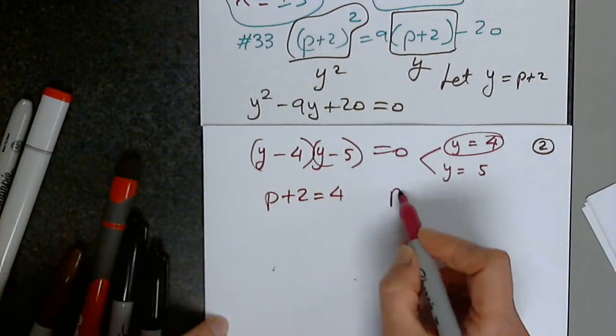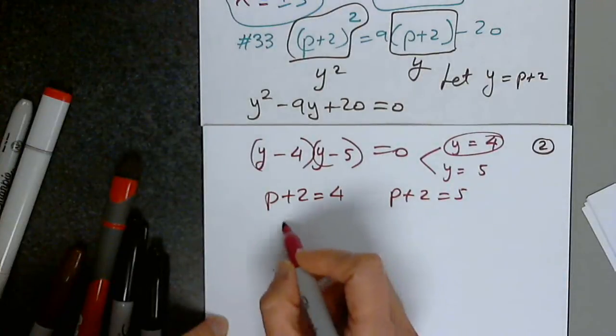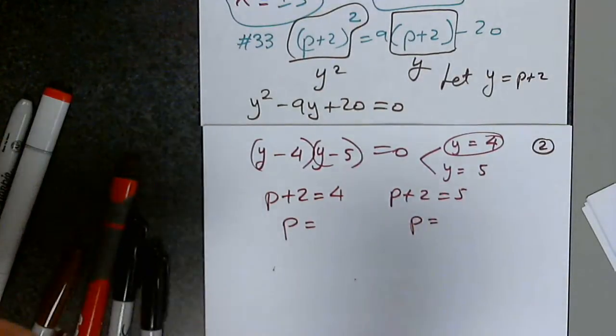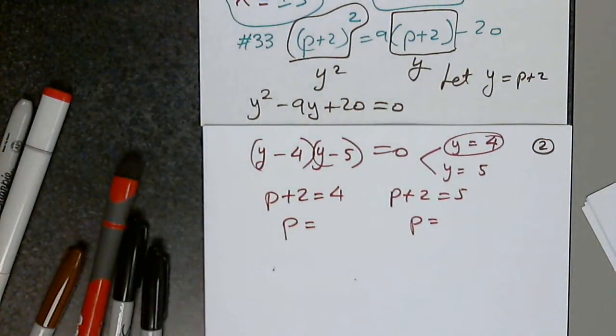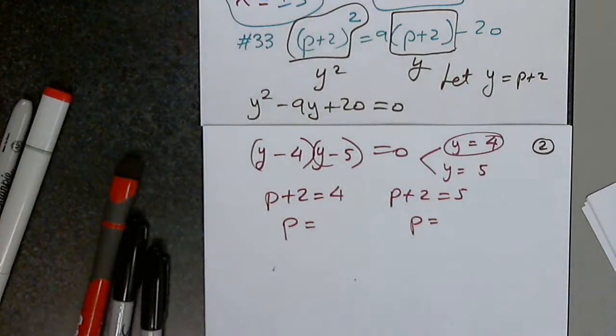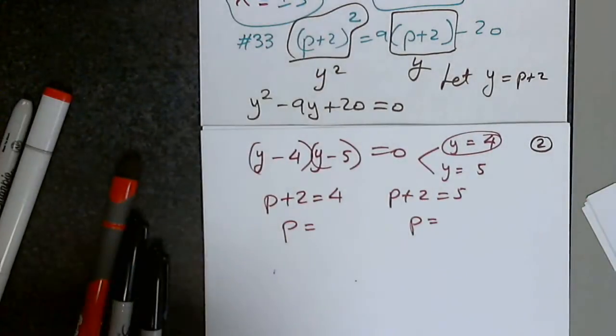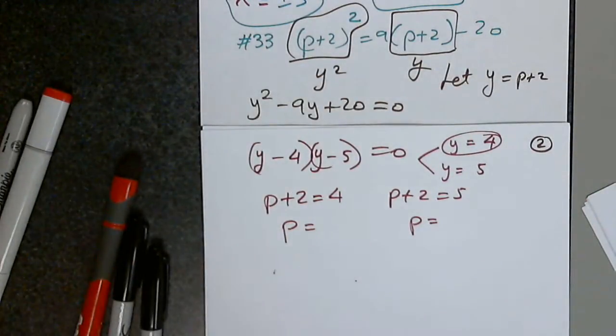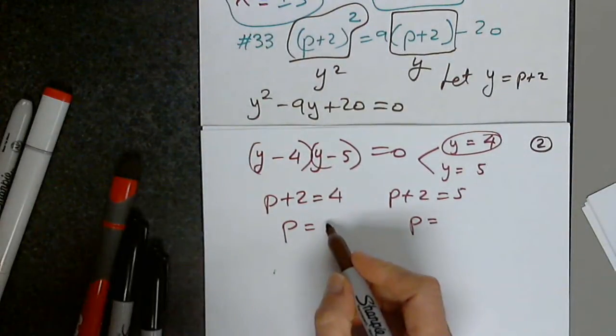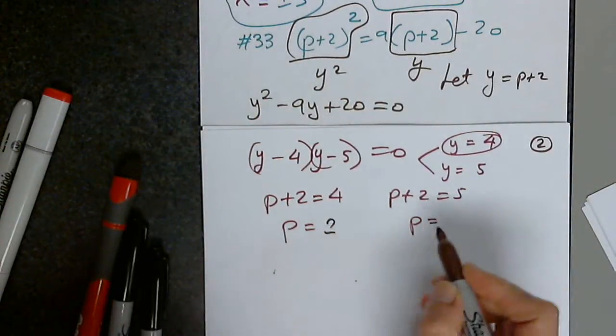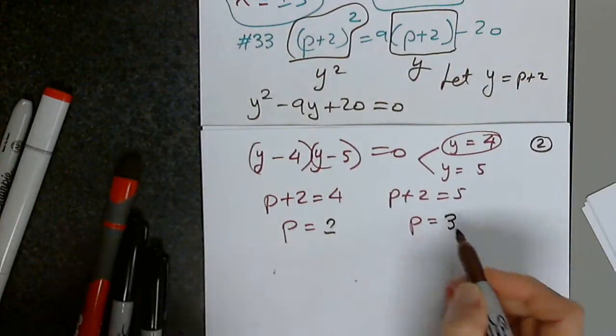Equals 4, and the other one is p plus 2 equals 5. So therefore p equals and p equals. I would say it's a very elegant method. You can remember it as the method of substitution, or you can remember it as solving equations quadratic in form. It's up to you. So I know the answer here is, and the answer here is 3.